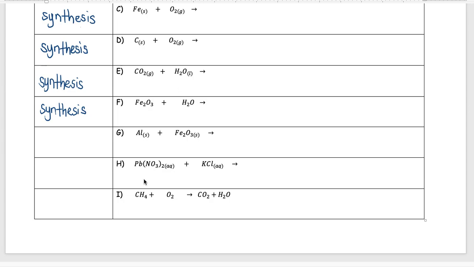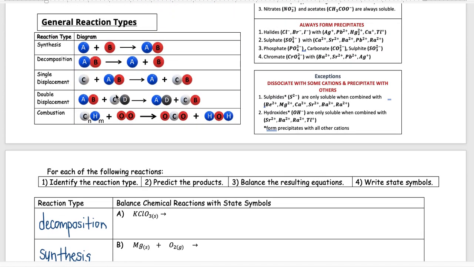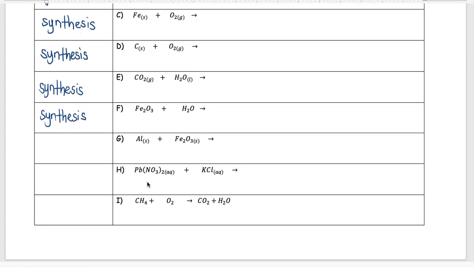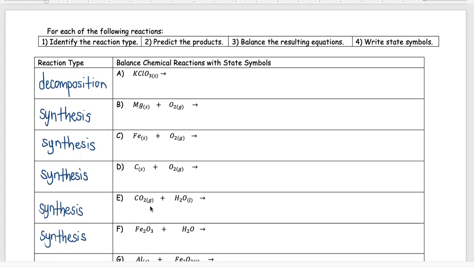Here's the next one. We have lead nitrate and potassium chloride. Both of those are ionic compounds. So we're taking a look up here. Yes, compound. So this is a double displacement reaction. All right, and then we have the next one.